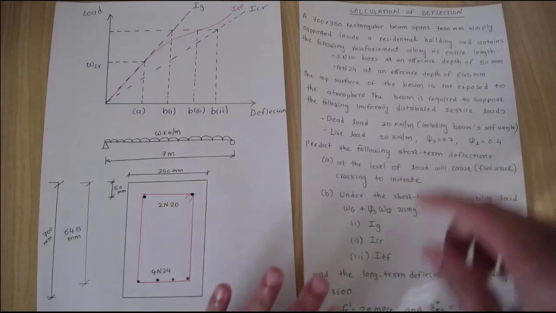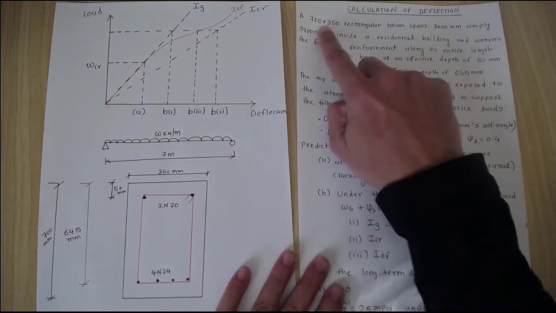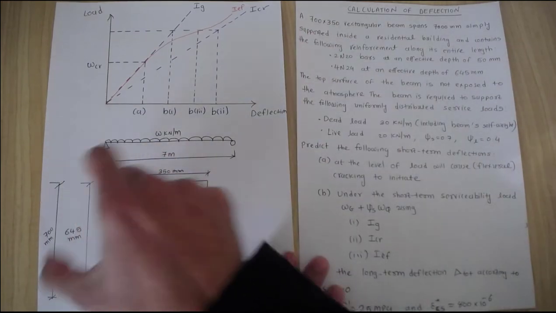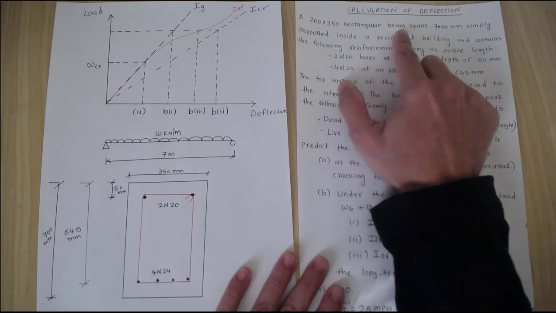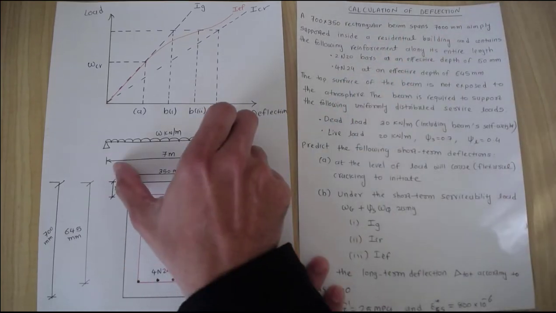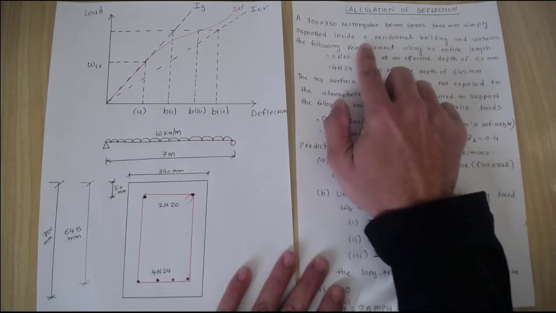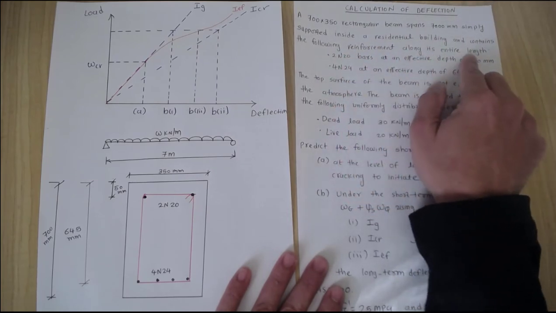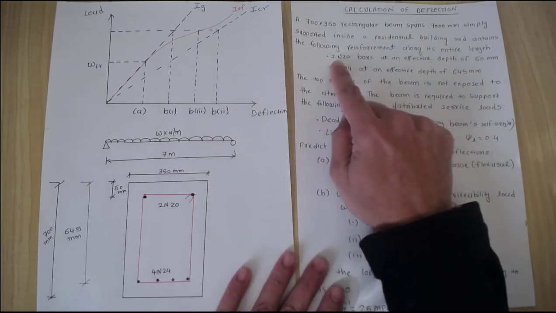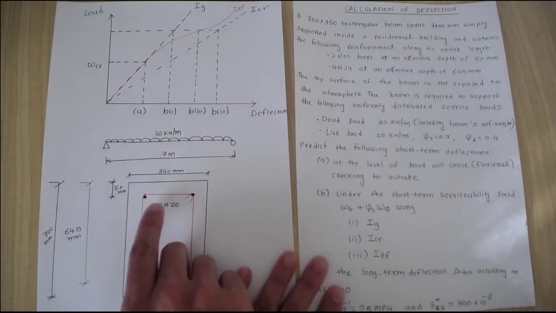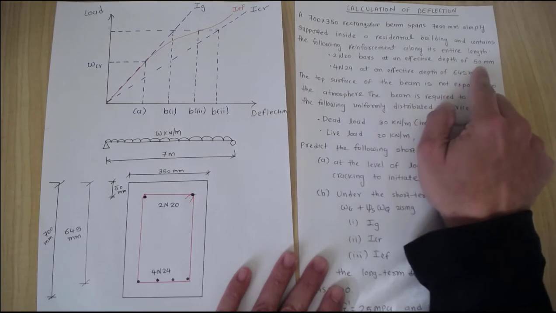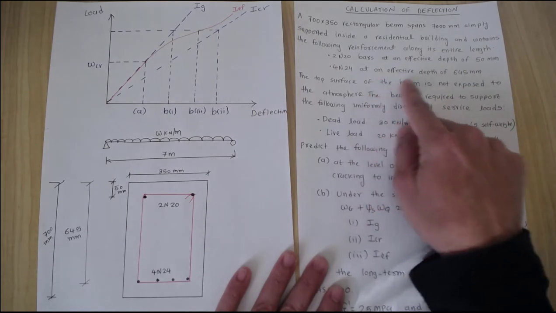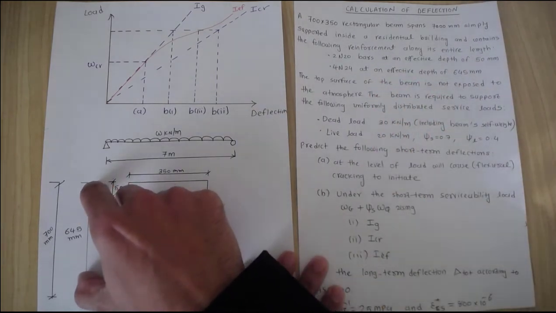This video explains an example calculation of a simply supported beam. The simply supported beam has a cross section of 700 millimeters by 350 millimeters. It is a rectangular beam with a span of 7 meters, simply supported inside a residential building, and contains the following reinforcement along the entire length. There is compression reinforcement of 2 N20 bars at an effective depth of 50 millimeters, and 4 N24 bars at an effective depth of 645 millimeters.